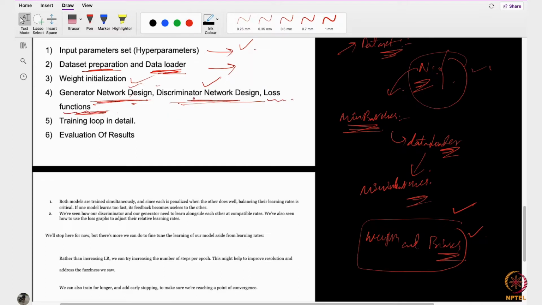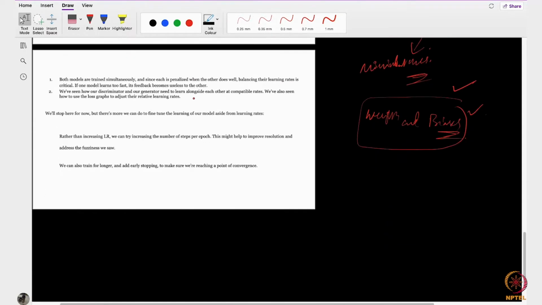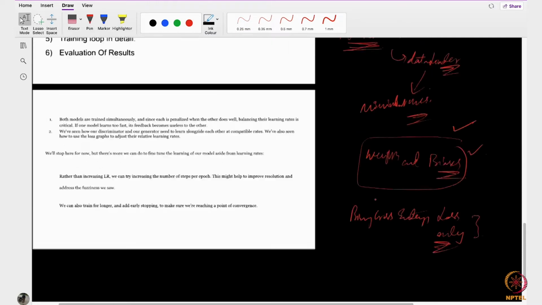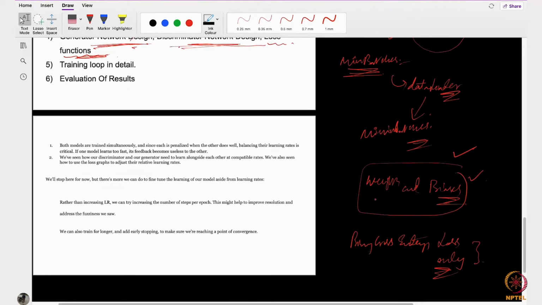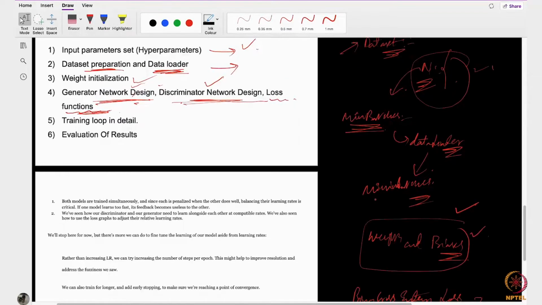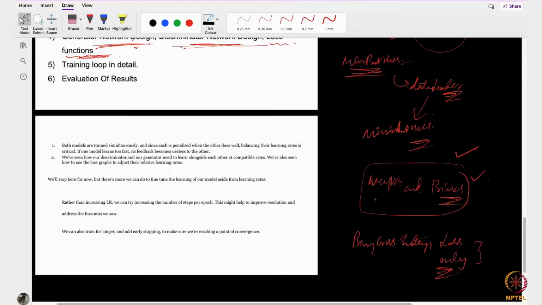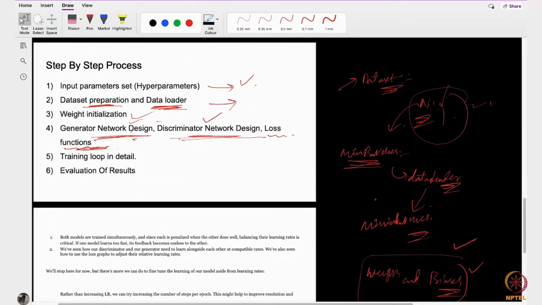End of the day, here we are using classification only, whether the particular image is real or fake. That means we are just using binary cross entropy loss only. Later on, when we go and see the code, I will explain it there. I will show you what sort of loss function they have used. Binary cross entropy.